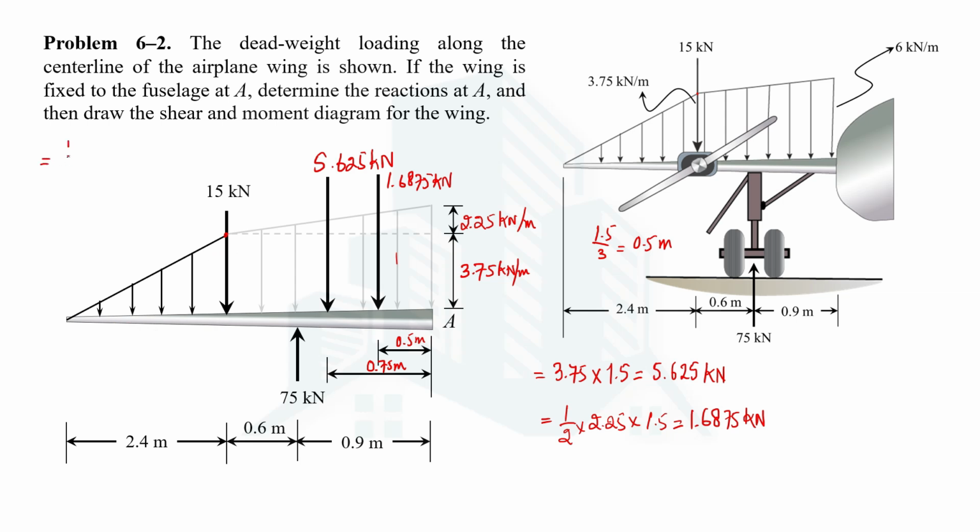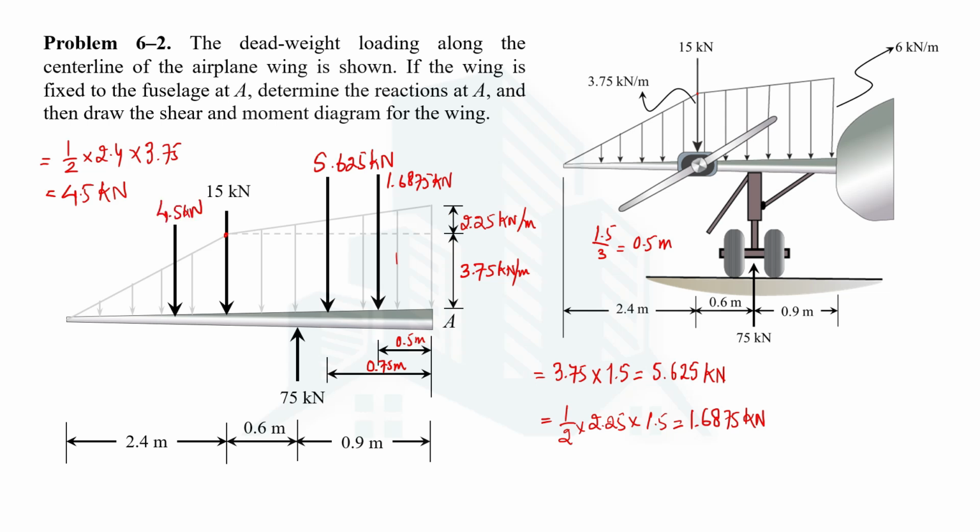So the formula would be half. The base is 2.4 meter. The magnitude at the larger side is 3.75. So this will then be equal to 4.5 kilonewton. Now instead of this triangular force, we have a point load that has magnitude of 4.5 kilonewton.